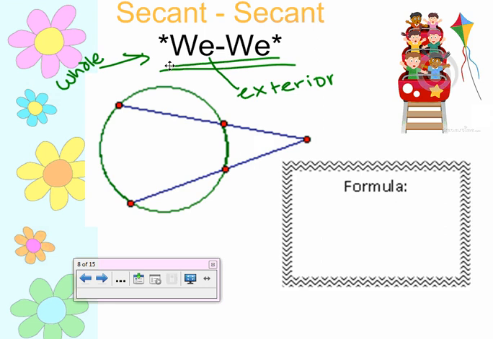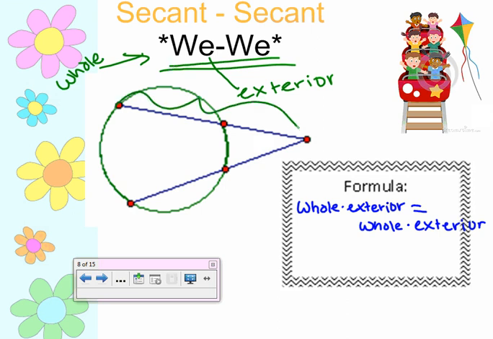So our formula is going to be whole times exterior equals whole times exterior. Okay, so the whole part of the top segment would be from endpoint A to endpoint B. Okay, the exterior is going to be from C to B.